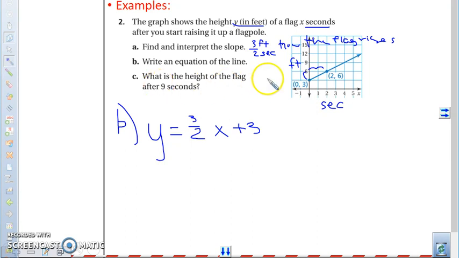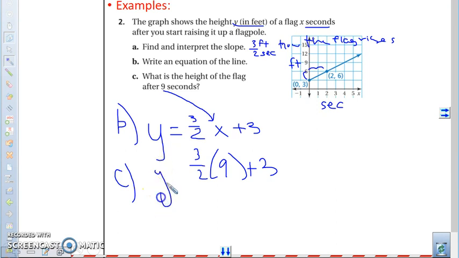What is the height of the flag in 9 seconds? Our graph doesn't have it on here, so we can't even estimate on our graph. If it was on here, we could. So we're going to plug 9 in for x, because x is seconds. 3 halves times 9 plus 3, and this is part C, is equal to y, how much it rises. Okay, 3 times 9 is 27 plus 3.